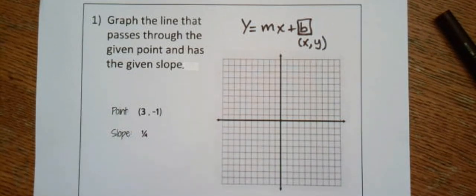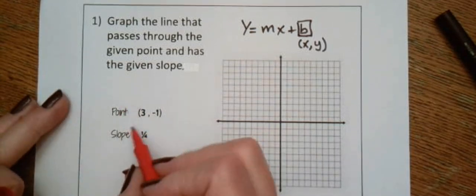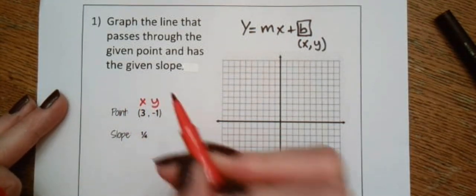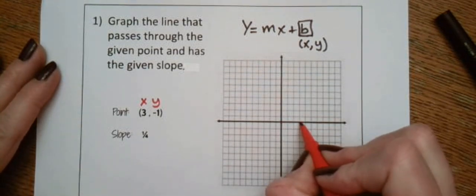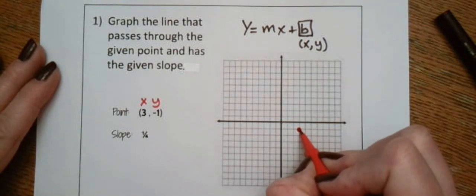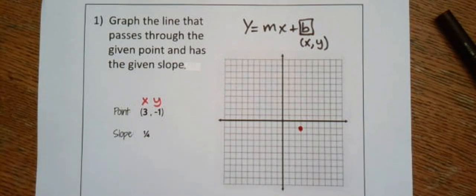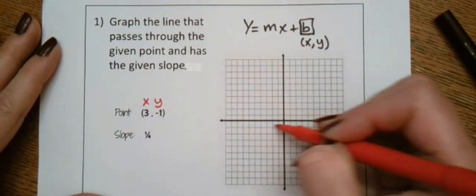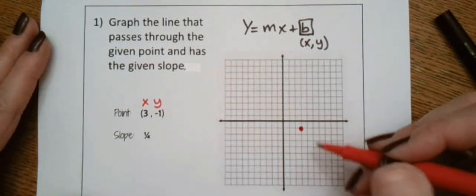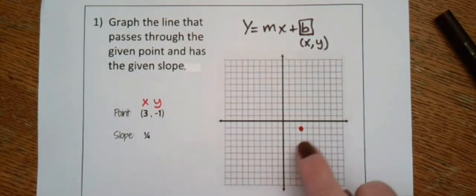We know that the line goes through the point 3, -1. So we have to have a starting point. Let's start by graphing that point. To the right 3, down 1. I'm going to make a point right there. Now, this line could go any which way. It could go this way, it could go that way, it could go vertical, it could go horizontal, any which way. Well, what else do we know about this line that goes through this point?